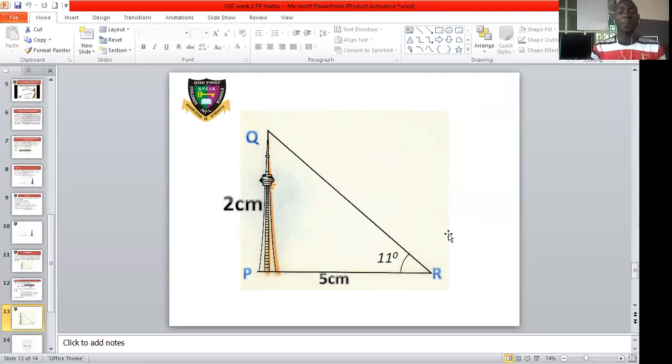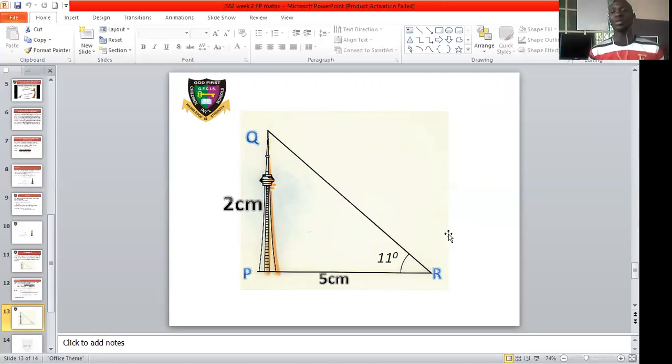I will recap again, taking you through the angle of elevation. First, you have to consider your normal eye level, which is the horizontal level of the eye. Any angle you make to look at an object above the normal eye level is the angle of elevation. And any object seen below the normal eye level, the angle it makes with the normal eye level is the angle of depression.